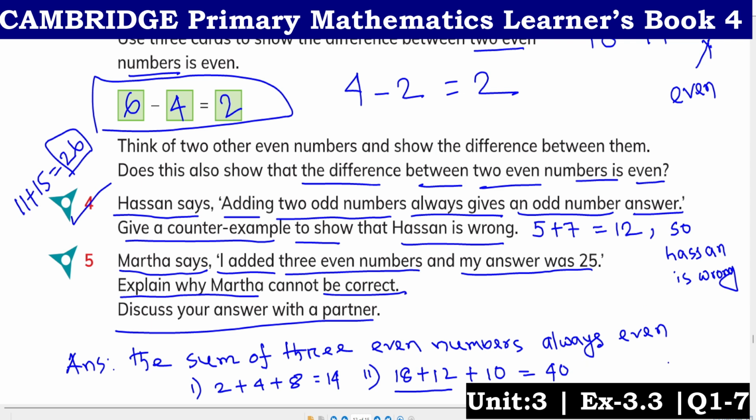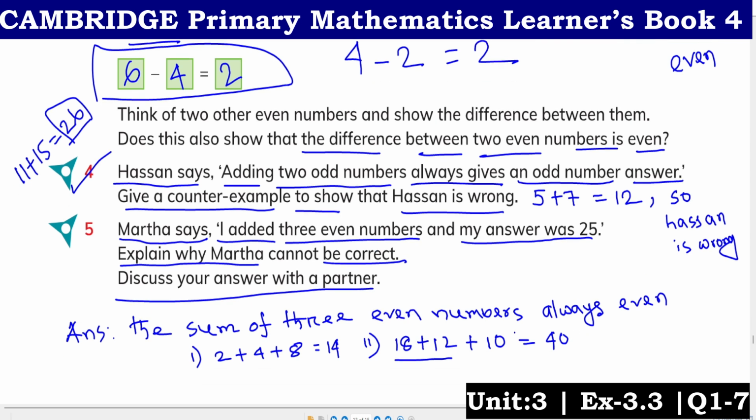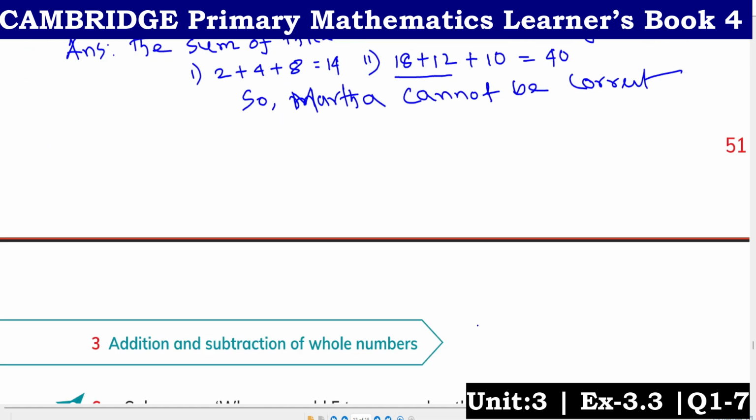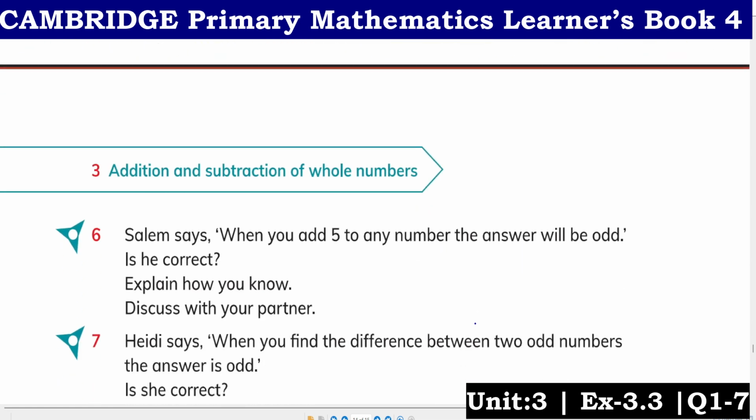So Martha's statement was incorrect, right? So we can say Martha cannot be correct. We can write: Martha cannot be correct. Okay, so number 5 is done. Next question, which is number 6.